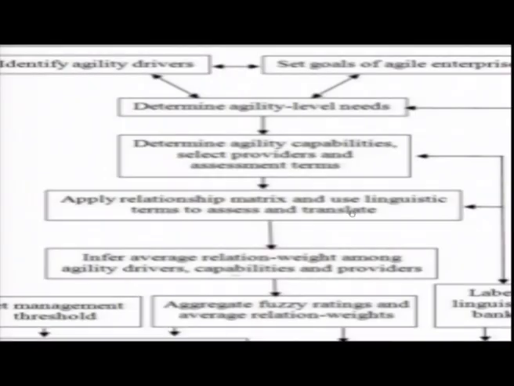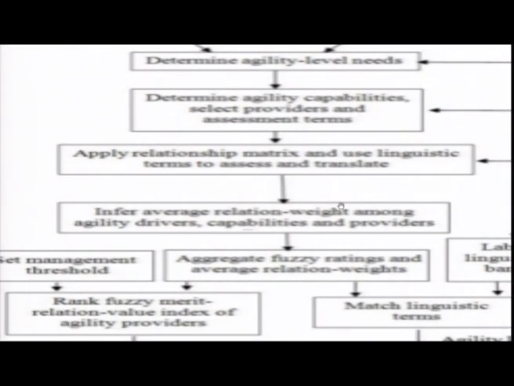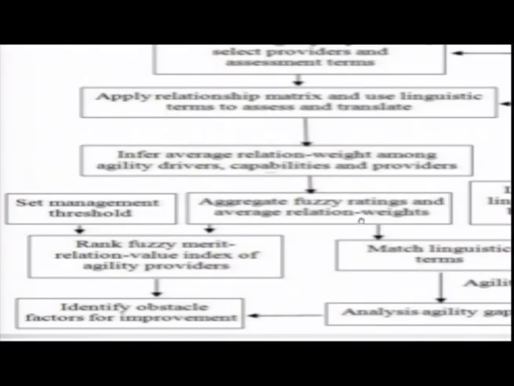to assess and translate. As we try to work with fuzzy logic, we need to use linguistic terms to assess and to translate, and then we need to infer the average relation weight among the agility drivers, capabilities and providers, and then we need to aggregate the fuzzy ratings and the average relation weights, and then we need to set the management threshold.